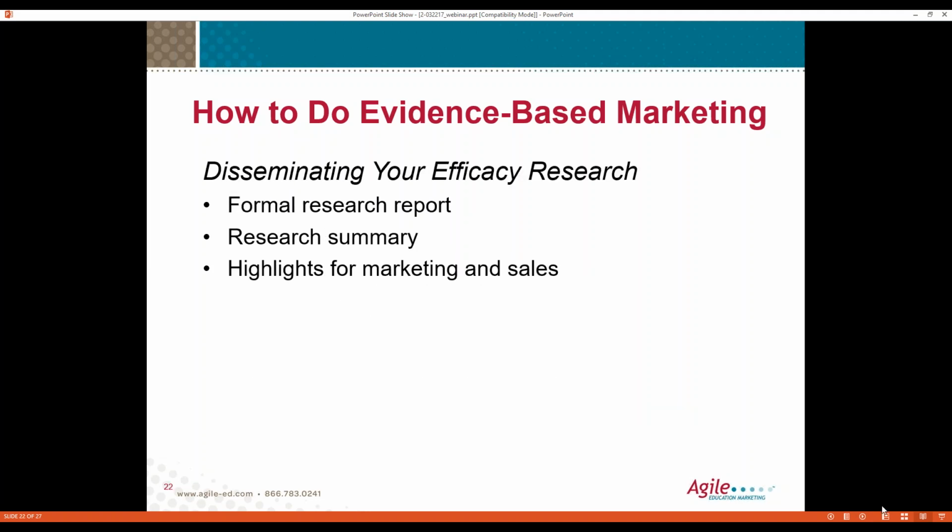Okay, just a quick thing on disseminating your efficacy research. There are three kinds of things you can do, and we're going to show you some samples that you can look at on your own. One is a formal research report. You write the whole thing up: methods, methodology, outcomes, all that, and talk about what you've done statistically. Next is a research summary, which gives the highlights of the research, but still keeps it kind of researchy, as opposed to the third one, which is highlights for marketing and sales, where you pull out the kind of bullet points that your salespeople can use.